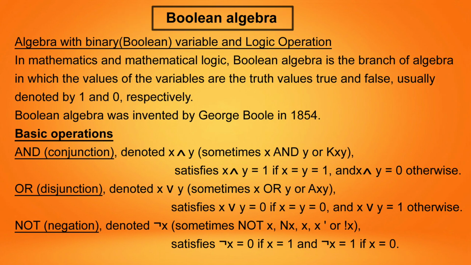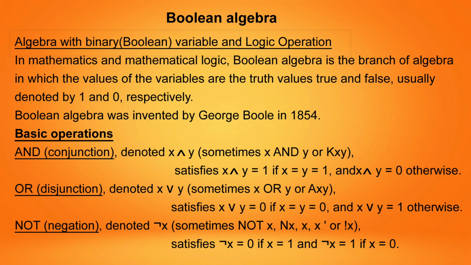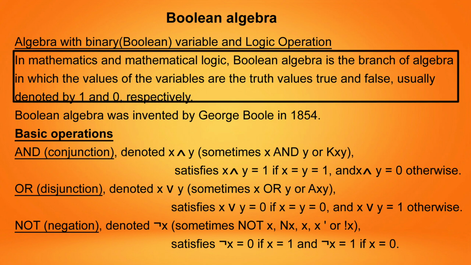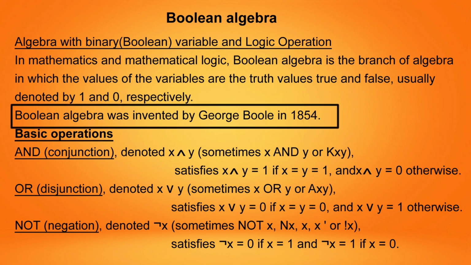Boolean Algebra is an algebra that deals with binary variables and logic operations. The variables are designated by letters such as A, B, X and Y. In mathematics and mathematical logic, Boolean algebra is the branch of algebra in which the values of the variables are the truth values true and false, usually denoted by 1 and 0 respectively. Boolean algebra was invented by George Boole in 1854.